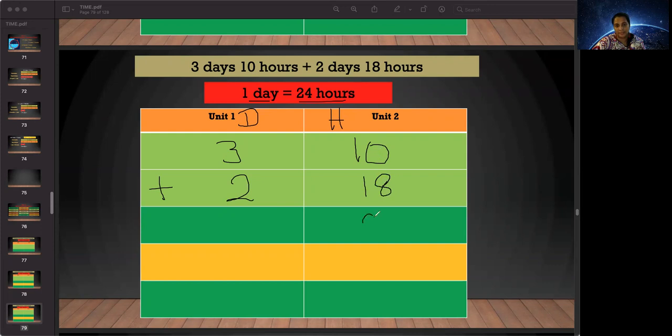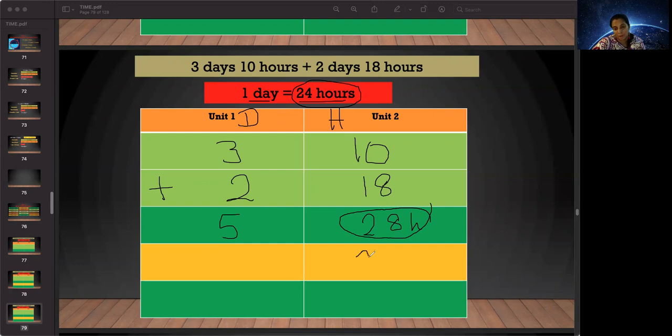So what is 10 plus 18? Here we'll have 28 hours. And over here, it's 5 days. Okay, 3 days plus 2 days, it's 5 days. Now, again, look at our 28 hours. It is more than 24, which means it is already more than a day.